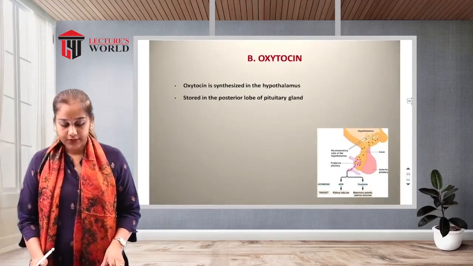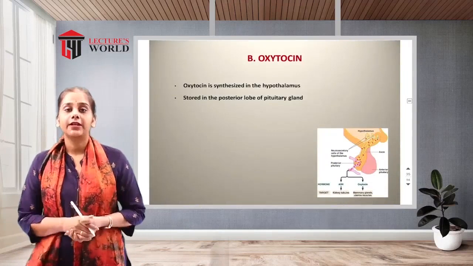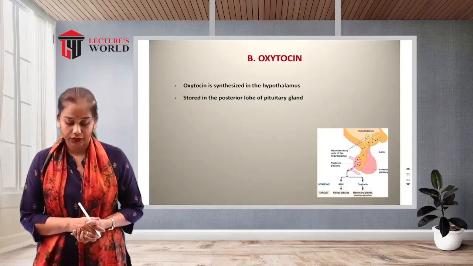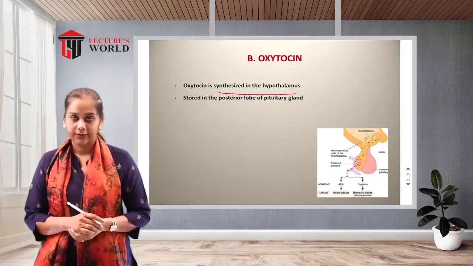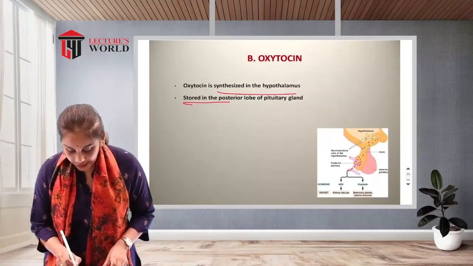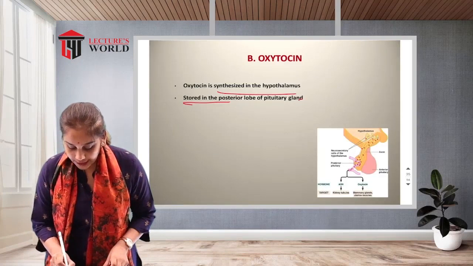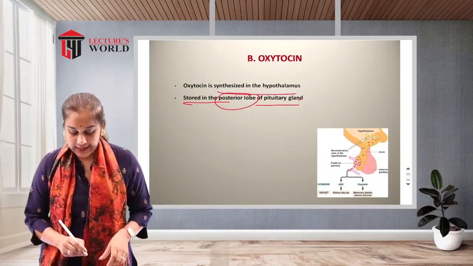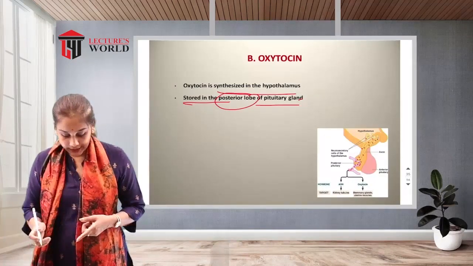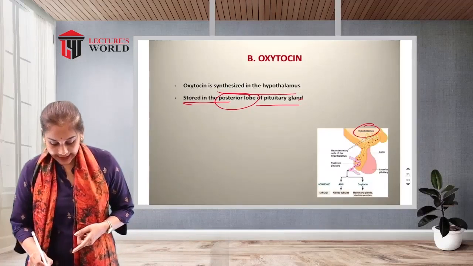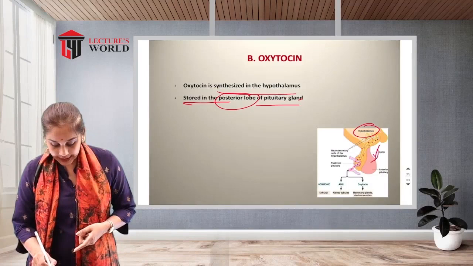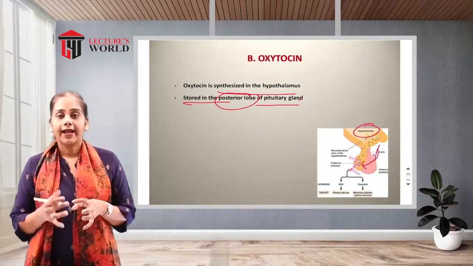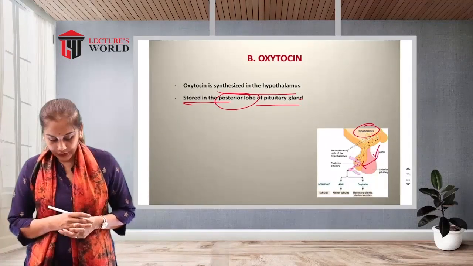Now the second hormone related to the posterior pituitary gland is oxytocin. Oxytocin is synthesized in the hypothalamus and stored in the posterior lobe of the pituitary gland. Synthesized in the hypothalamus, then it comes into the posterior part of the pituitary gland.